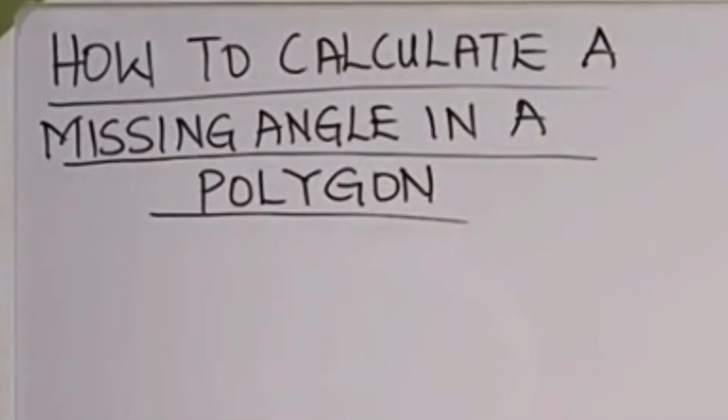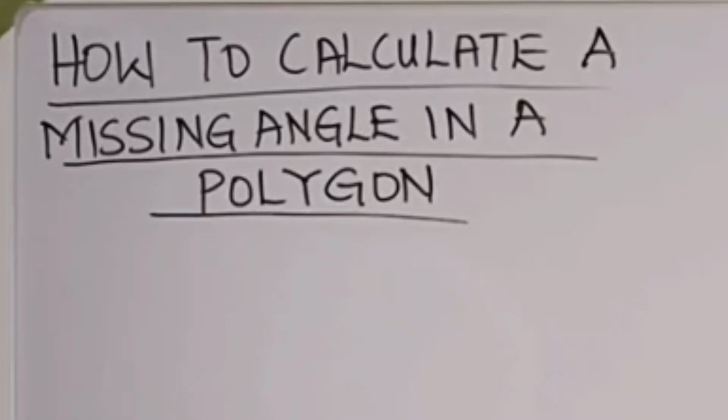So how to calculate a missing angle in a polygon. If you are given a polygon and you have a missing angle, how do you find that missing angle? Remember, a polygon is a closed 2D shape that has at least 3 sides, right?